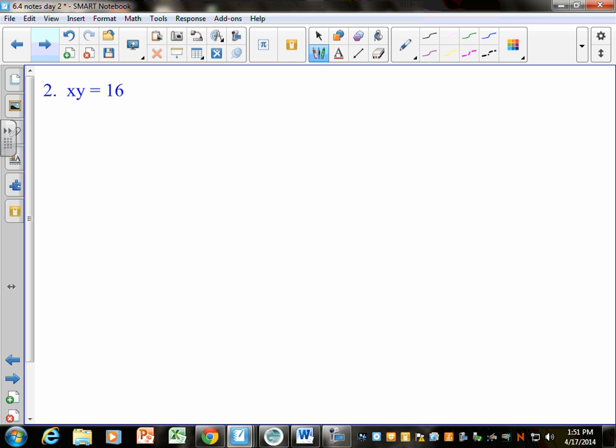Again, when you're trying to write this in polar form, we need to change x's and y's to r's and thetas. So do we have something we can plug in for x? r cosine theta. Can we have something we plug in for y? r sine theta. So we're just going to plug them in. So this is r cosine theta times r sine theta equals 16.